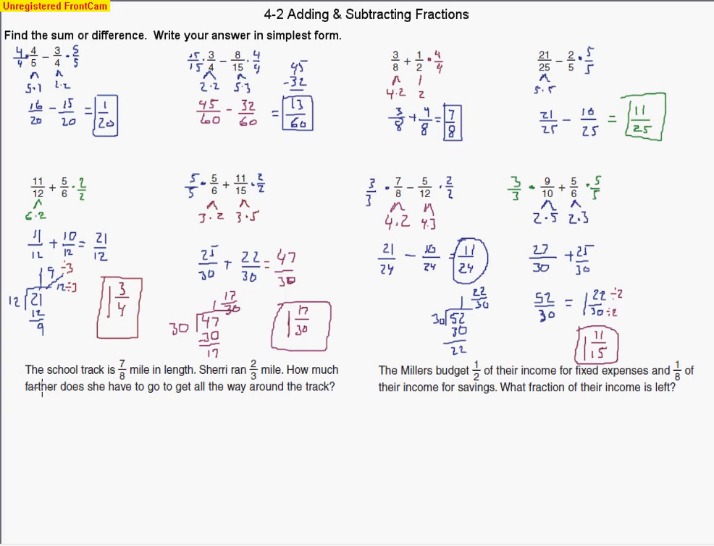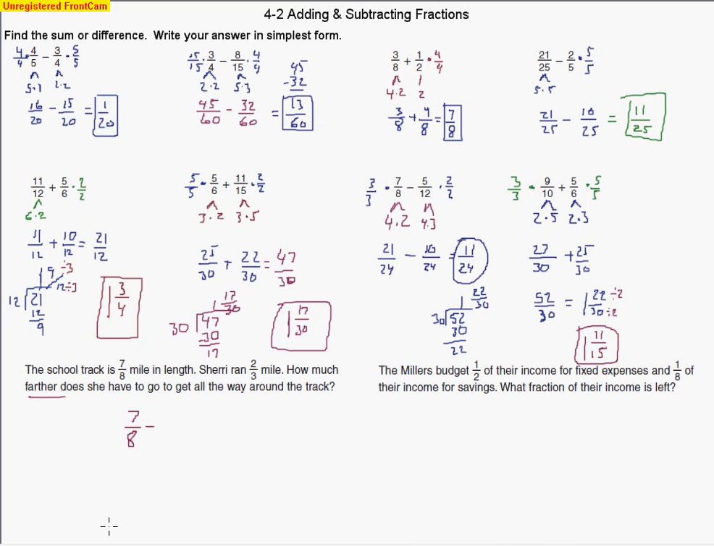Take a look at these two word problems. First one says the school track is 7/8 mile in length. And it says Sherry ran 2/3 of a mile. How much further does she have to go to be able to go all the way around the track? So it's 7/8 mile in length. She's already ran this 2/3 of a mile. So we want to find out how much further she needs to go.